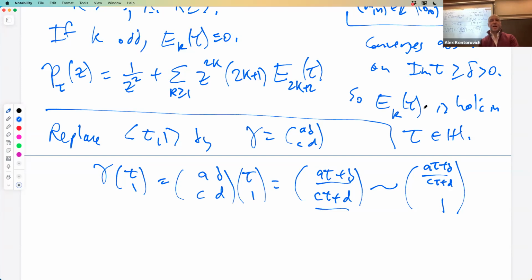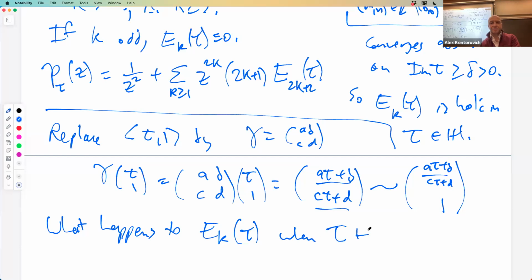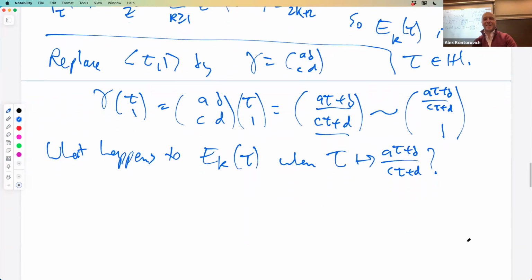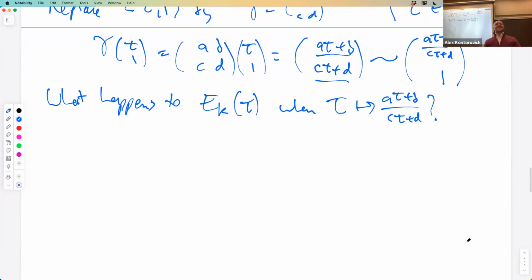Okay, so if we want to understand what happens to these Taylor coefficients, what happens to EK of tau when tau is replaced by this fractional action, A tau plus B over C tau plus D? Is this a good quiz problem, or is this a little too hard? It's not hard at all, but I haven't given you the idea. Let's do it together and then you'll see.